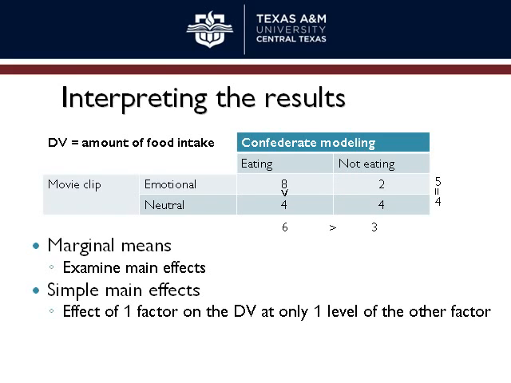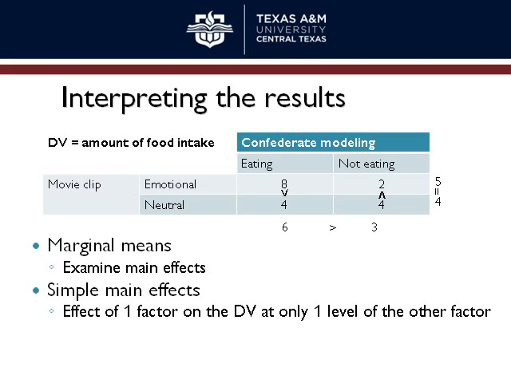Take those out. We could also look at it, instead of going horizontally, we go vertically. So, instead of looking at one level of movie clip, now we're going to look at one level of Confederate modeling, right? So when the Confederate ate, kids ate more when it was emotional than neutral. That's a simple main effect.